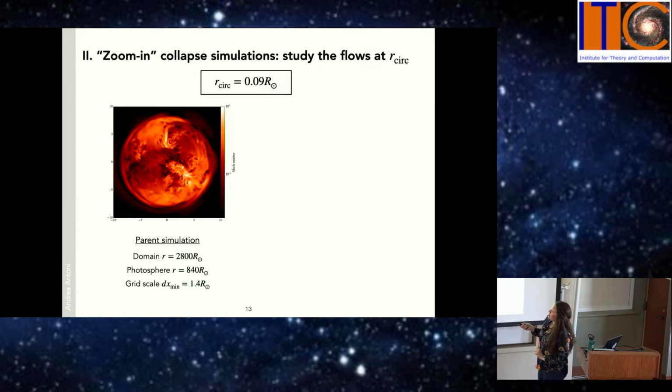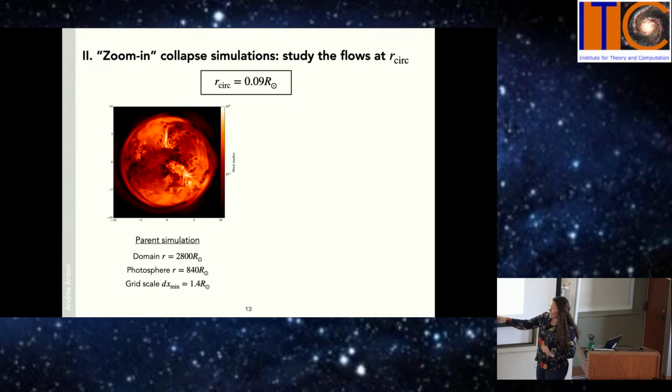And in my convection simulation, as I just told you, I'm simulating the envelope of a 500 to 1,000 solar radius star. So in these units, my simulation domain, of which this is only a subset, is 2,800 solar radii wide in each Cartesian direction.